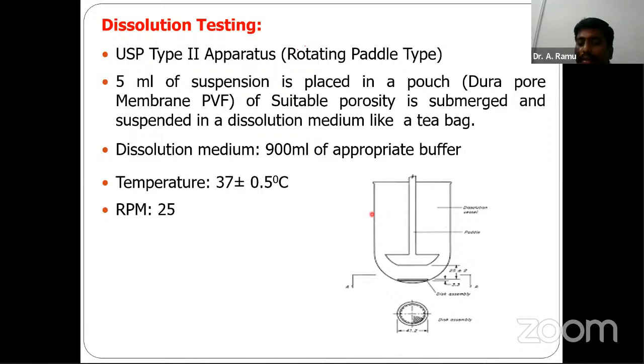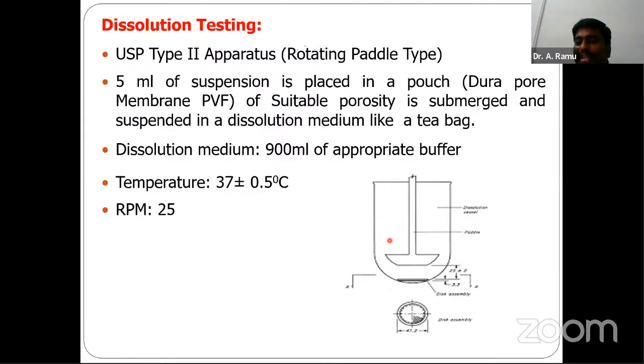Right. So after placing the 900 ml of the dissolution medium, I have to allow the dissolution medium to reach 37 plus or minus 0.5 degrees centigrade. And you have to allow the paddle to rotate at 25 rpm. Now the apparatus is ready in order to place the dosage. What we have to do?